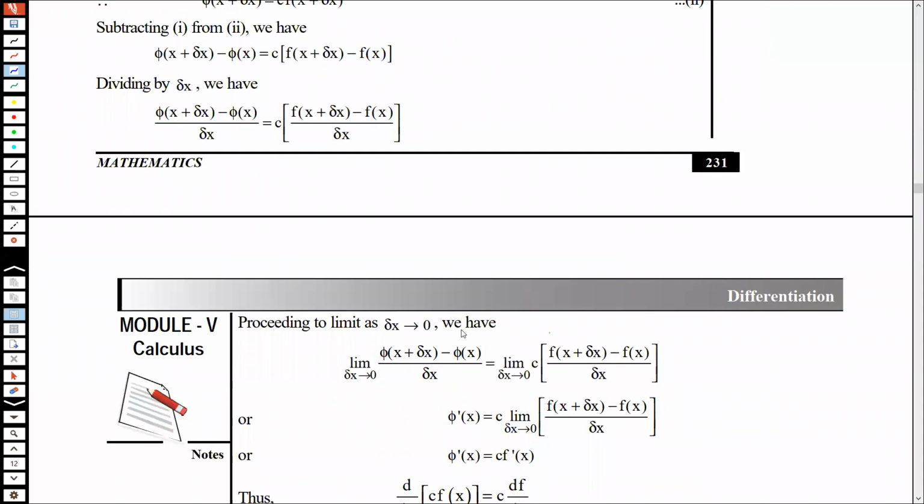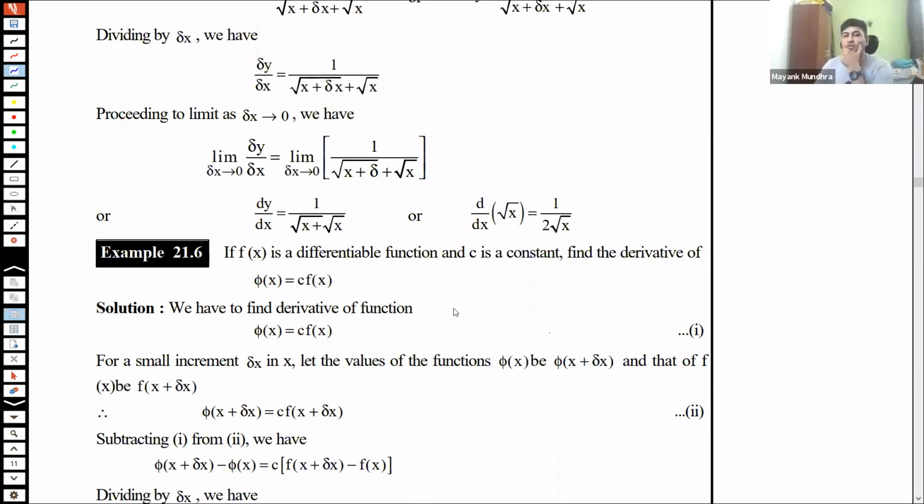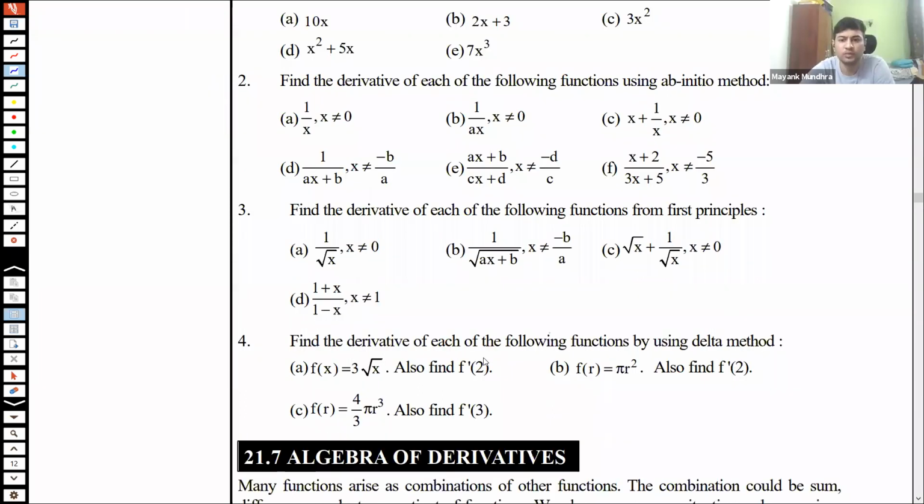Okay. Yeah. So you can skip these things and you can straight away jump to these problems. Okay. So how about you guys do this one? Find f prime of 2. So is it 4 pi?